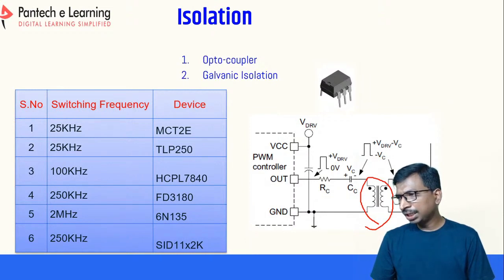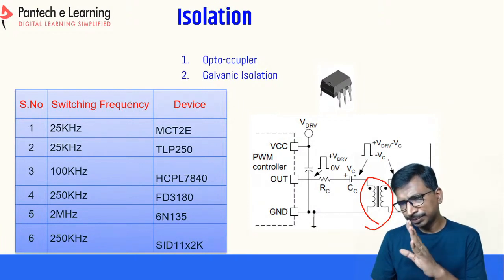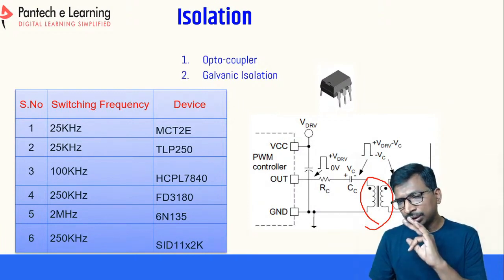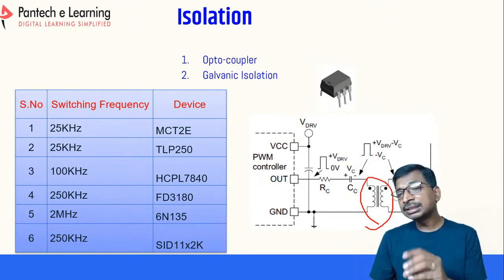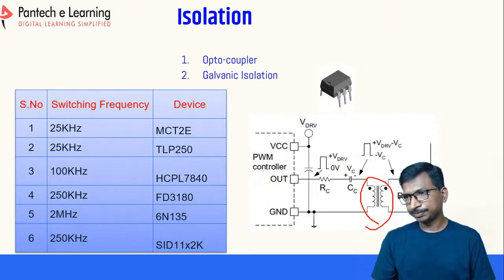So can we use IRFZ44N in voltage control circuits? Yeah, you can use it. You have to ensure the device current rating based on your application circuit rating.